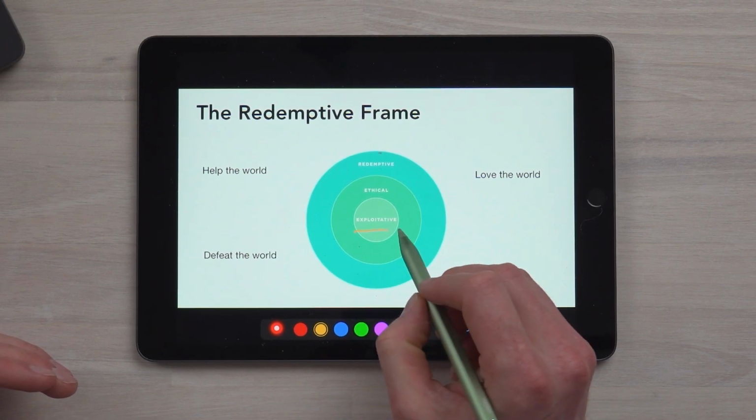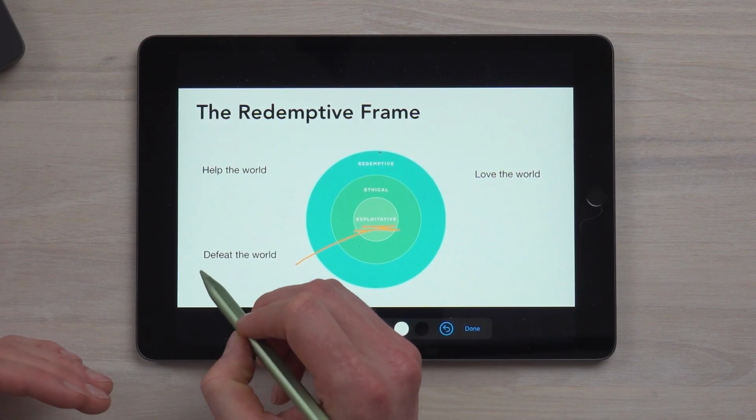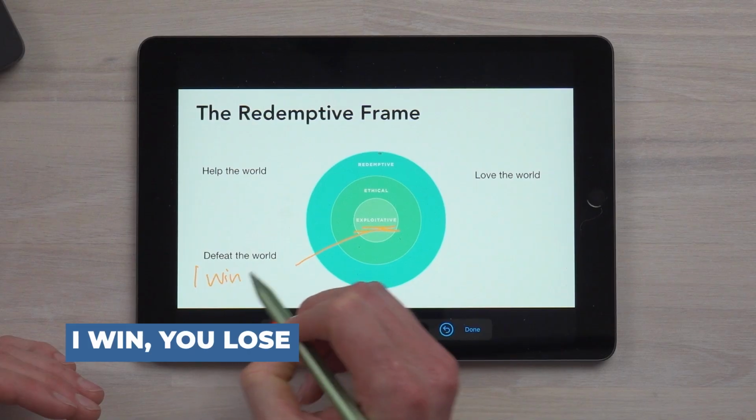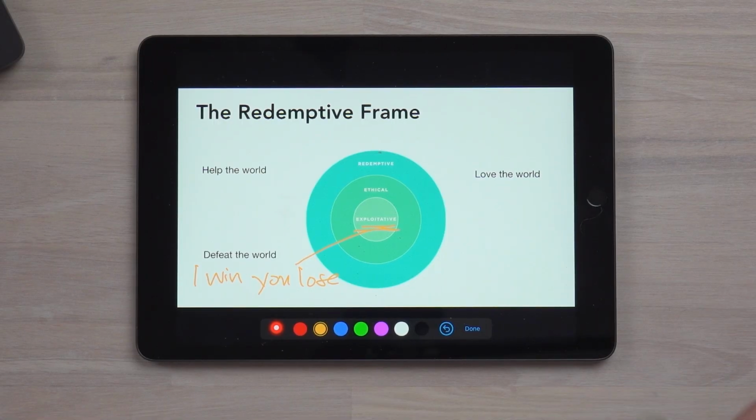And the exploitative way of the world is looking at the world from a how can I defeat the world? It's an I win, you lose paradigm. And this is the world that we live in. It's me driven. It's focused on what can I get or extract out of this deal. It's very selfish, right? And we swim in these waters every day with advertisements and all sorts of things.